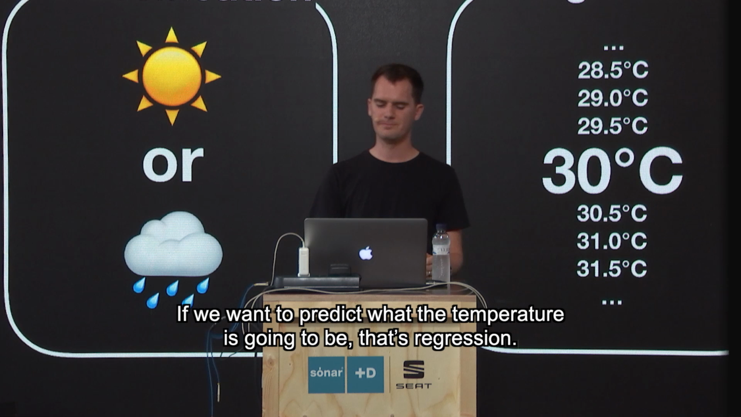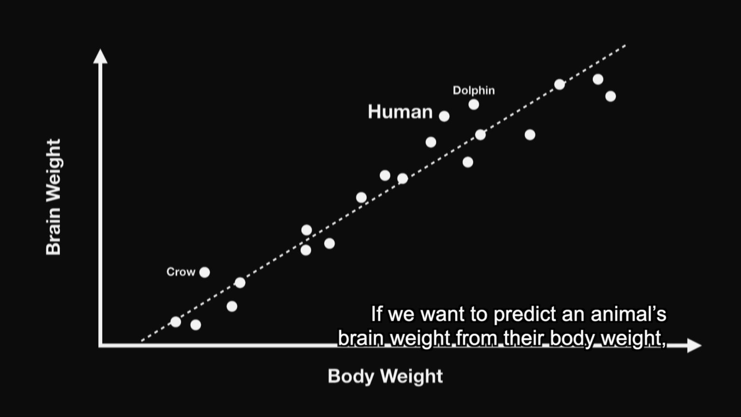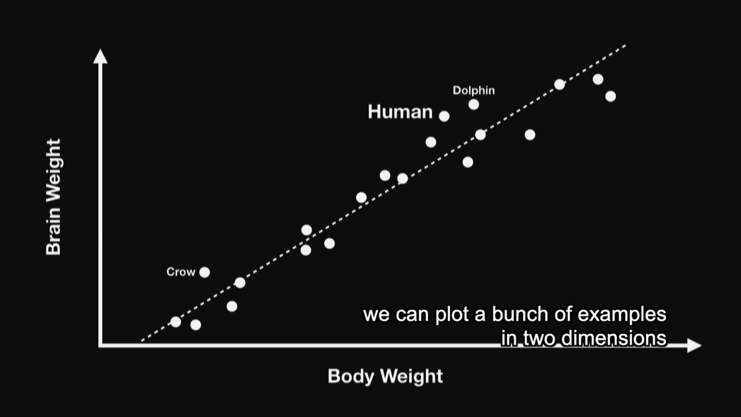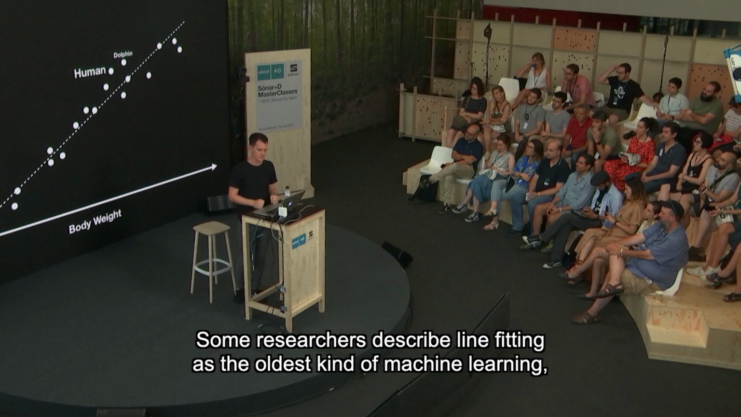One of the simplest solutions to a regression problem is line fitting, which you probably learned in high school. If we want to predict an animal's brain weight from their body weight, this is a kind of classic semi-pseudoscience relationship. We can plot a bunch of examples in two dimensions and then draw a line through it. And now we've got a kind of model, like that line is a model of the relationship between these two things. Some researchers describe line fitting as the oldest kind of machine learning, going back to the early 1800s.